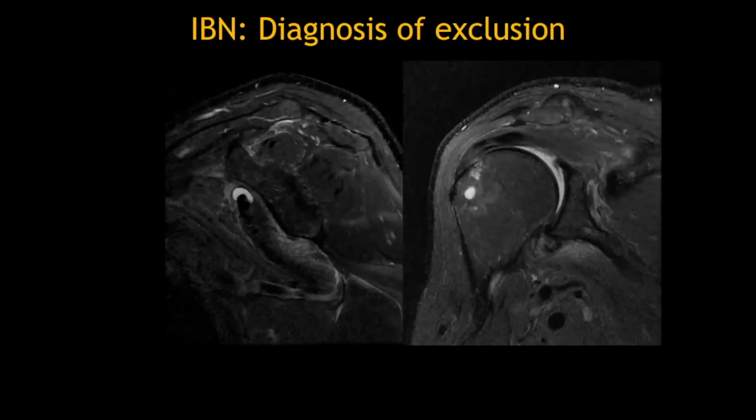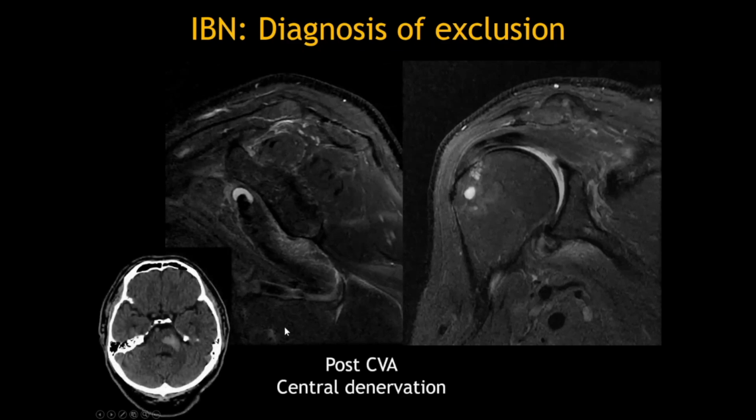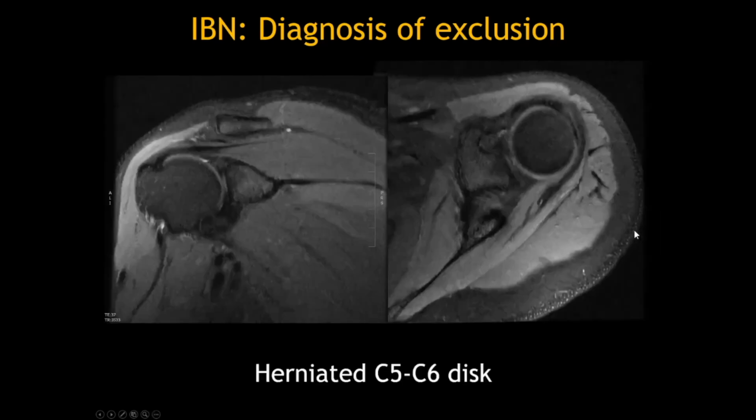Here's an example of a patient who might have Parsonage-Turner syndrome. You can see that there is denervation edema throughout the shoulder, but in this case, this patient had an intracranial hemorrhage at the level of the left middle cerebellar peduncle. So you always want to be wary of more central causes of denervation.